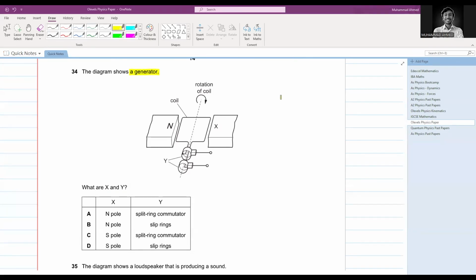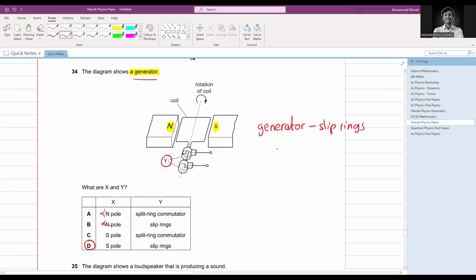If this is North Pole, this pole X will be your South Pole. So option A and B gets cancelled out. Now, what are these things labeled Y? Since this is a generator, these are your slip rings. D is your answer. Always remember, whenever you have an AC generator, the rings are known as slip rings.